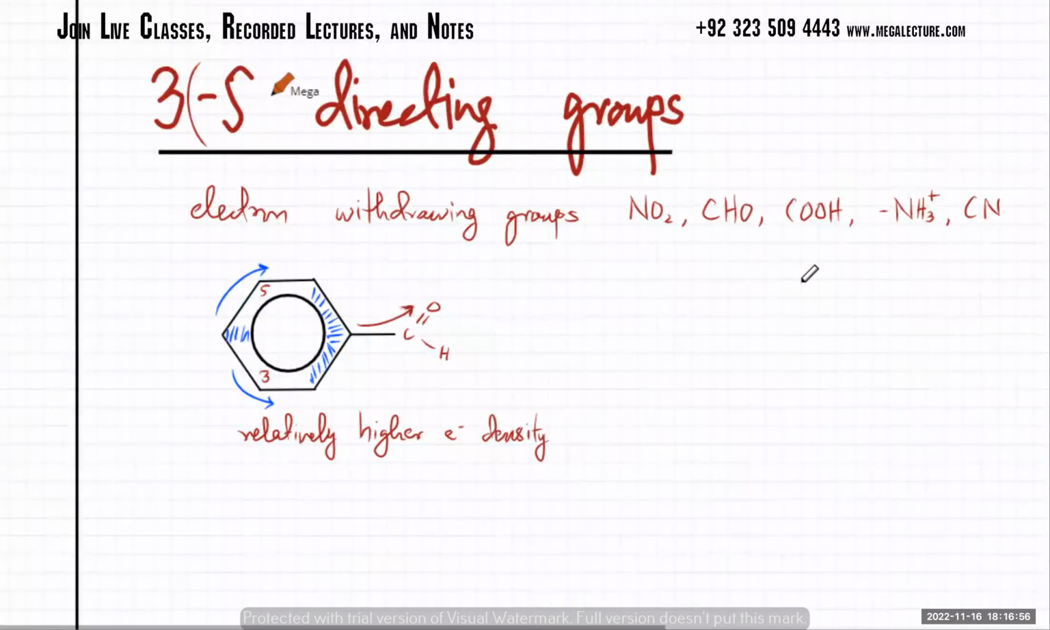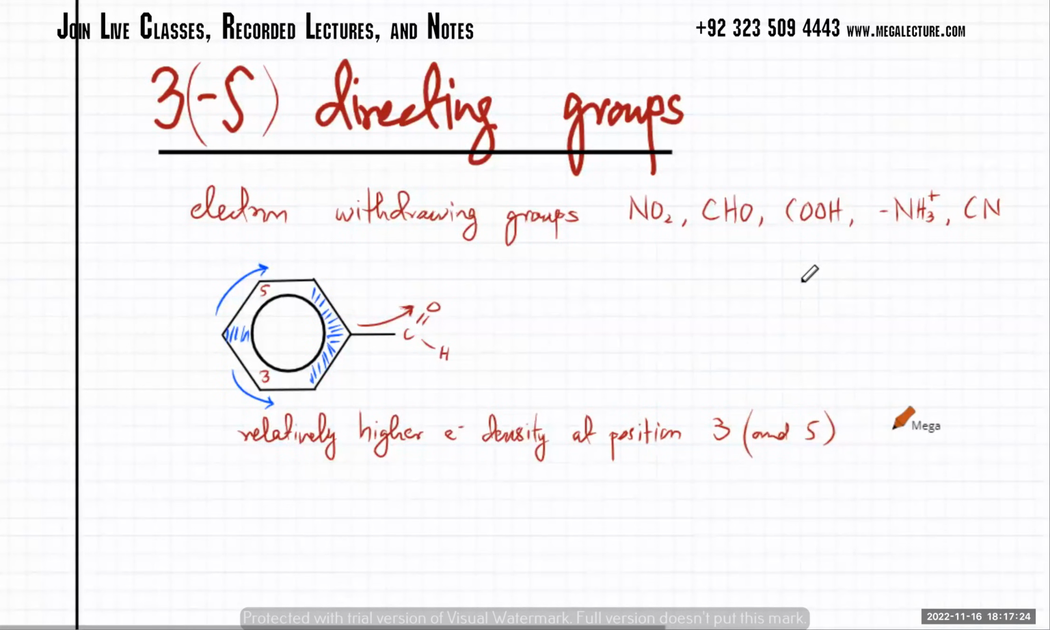ठीक है, अच्छा so relatively high electron density at positions 3 and 5. 5 होता भी होगा अगर वो 5 के ऊपर कुछ होगा, अगर दोनों पे कुछ होगा, otherwise just the 3 position.